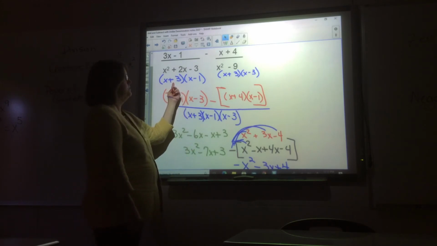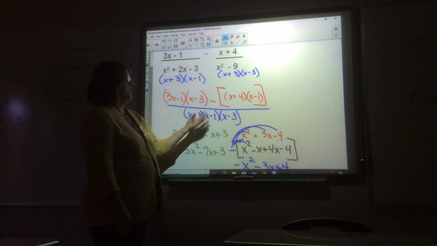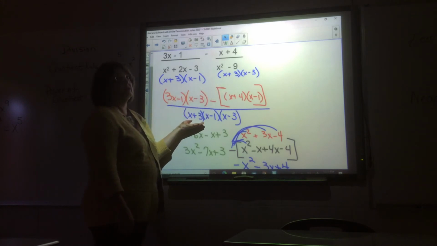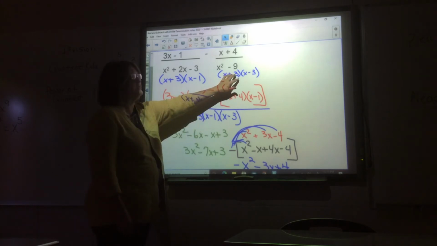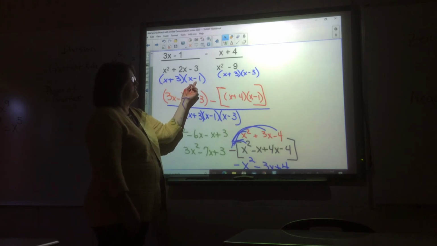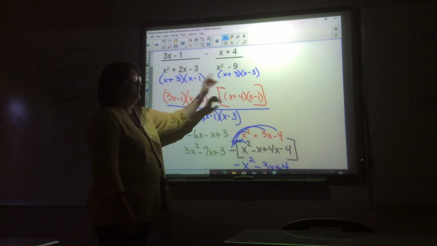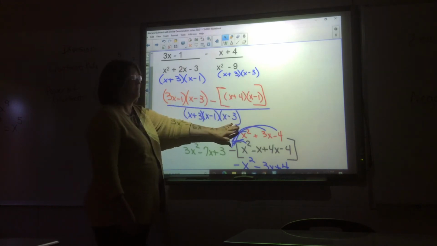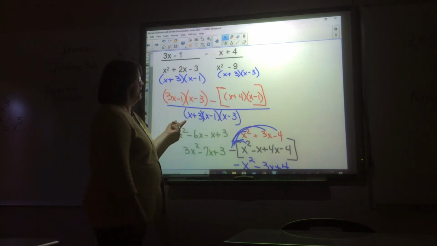Now, I've got x plus 3. I only write it once because it only appears once in both denominators. It doesn't appear twice here nor here, so I only write it one time. Then I have x minus 1, although it appears here but not here. It doesn't matter, it's appearing. And then x minus 3, same thing, it's appearing. So here is my denominator.